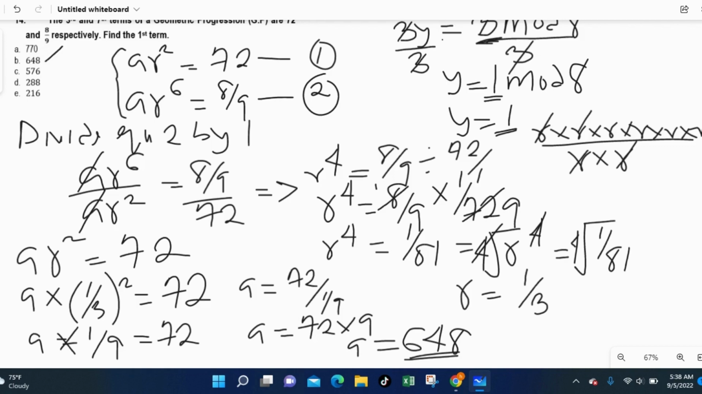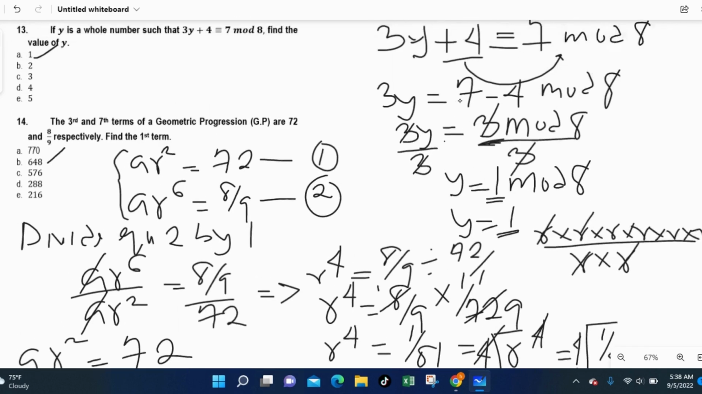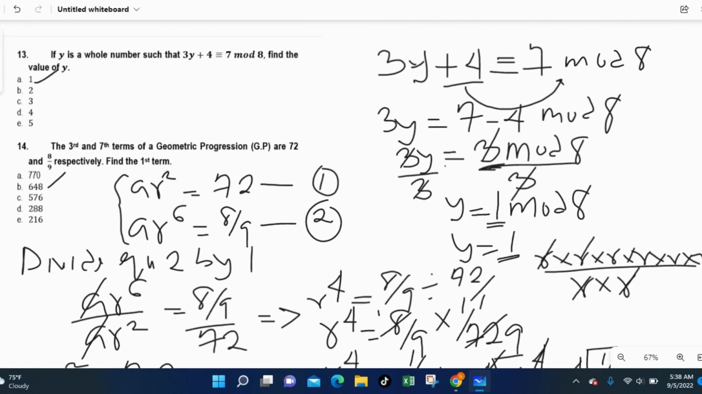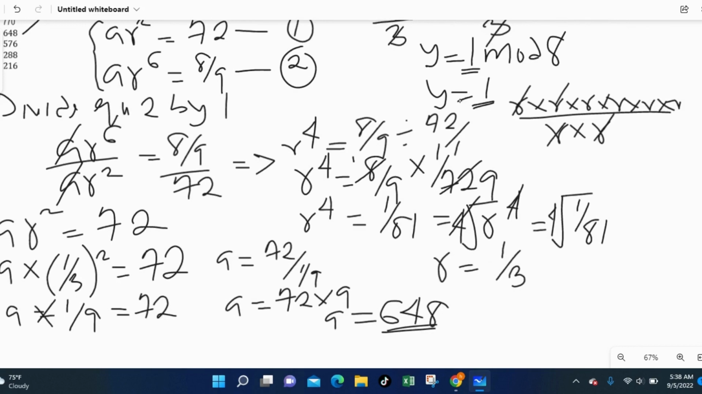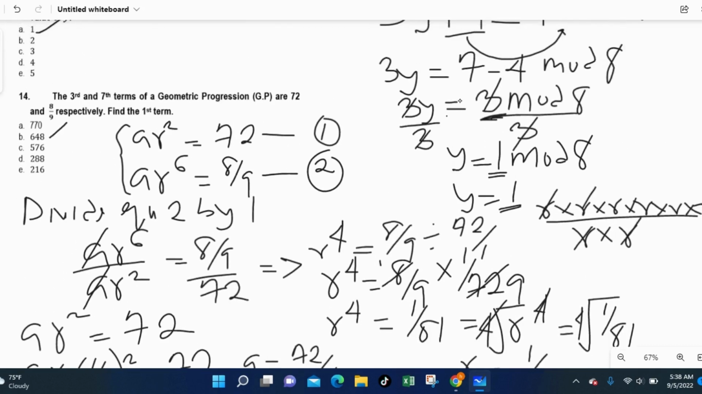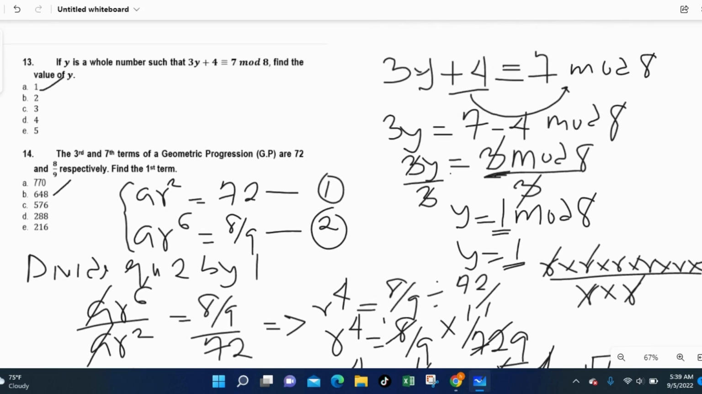So you see, solving questions like this can be very, very easy. All you need to do is to follow the rules of mathematics. And mathematics has its rules, it has its formula.